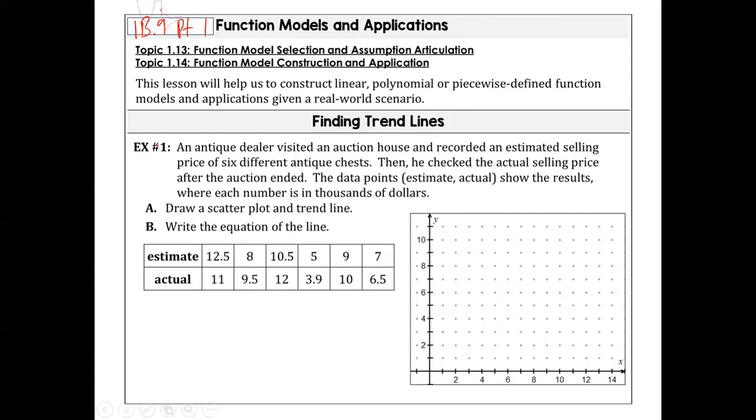Part 1 of function modeling. This should feel somewhat like a review. We did quite a bit of function modeling in Algebra 2, so hopefully it doesn't feel like brand new information. The goal here is to describe whether it's a linear, polynomial, or piecewise defined function, meaning that it's a piece of all types of functions coming together to make one big function.